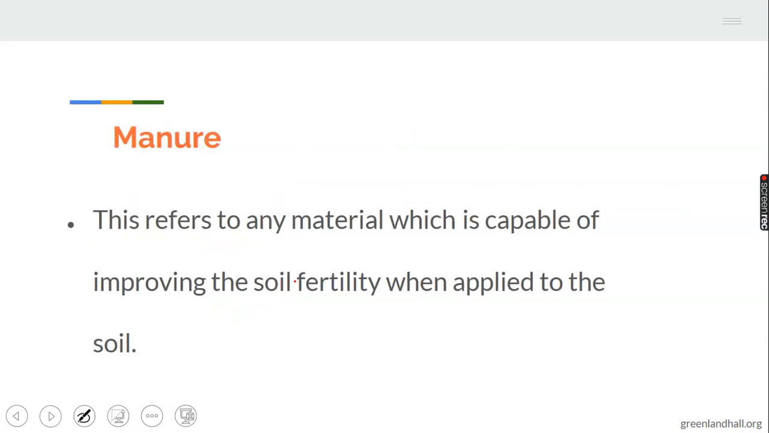Okay, the next one is manure, which is the last. Manure and manuring. What is manure? Many of us have heard of the word. You have to add manure to your farm, to your crop, in order for it to have adequate yield. Let's look at the meaning. It refers to any material which is capable of improving soil fertility when applied to the soil. Any material capable of increasing soil fertility when applied to the soil is called manure.